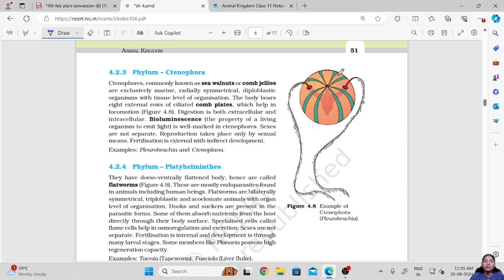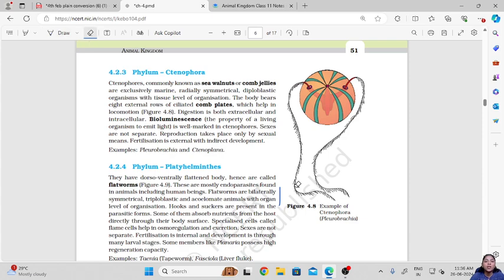So here we have an example of this Ctenophora. This is the Pleurobrachia. Now they have bioluminescence. It is the property of a living organism to emit light. These are the structures which help them in locomotion or movement.